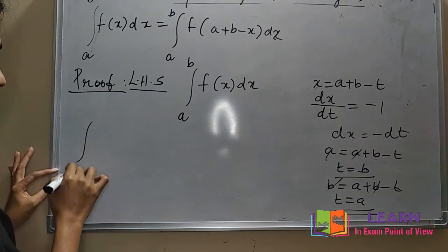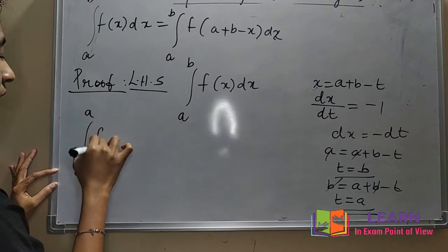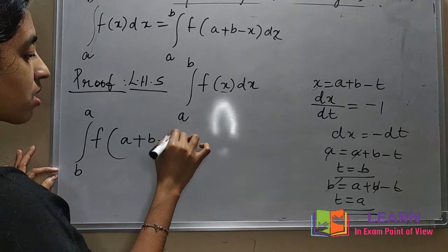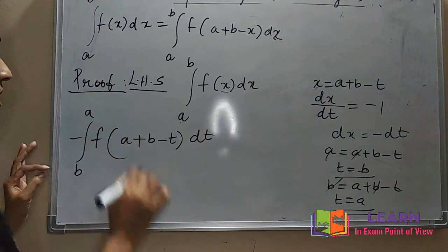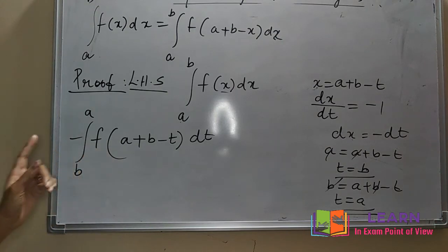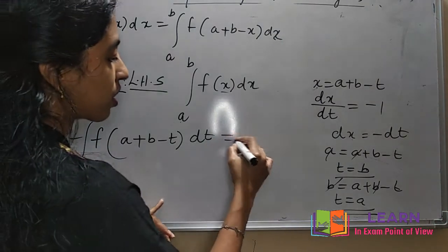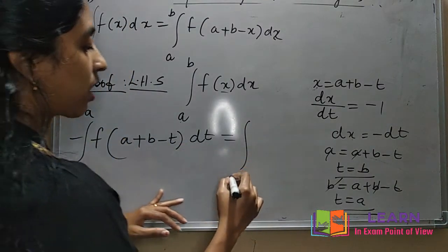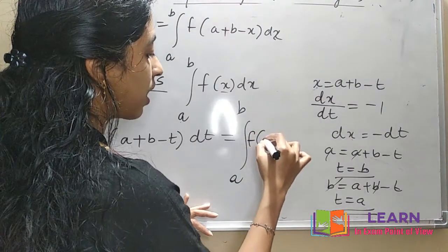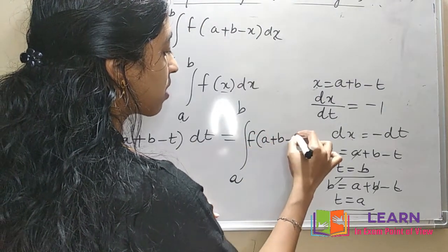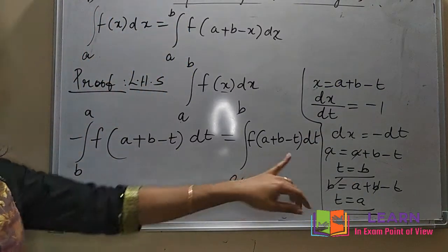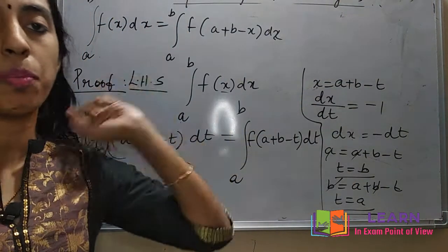That is integral b to a f of, in the place of x we can substitute a plus b minus t, with respect to dt, minus dt, right? Then remember this property: if there is a negative sign, in order to make it positive, just reverse the limits. A to b, you can write f of a plus b minus t dt. So that negative sign you can remove using the earlier property we discussed, right?